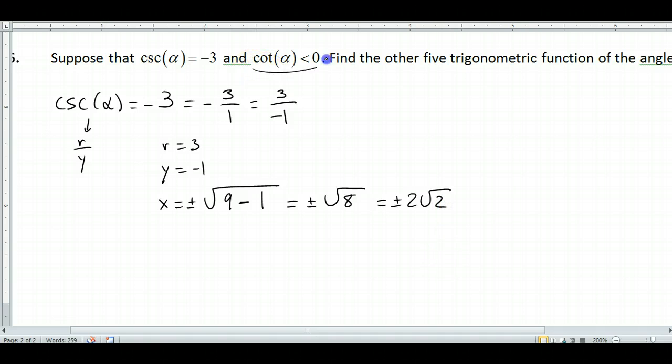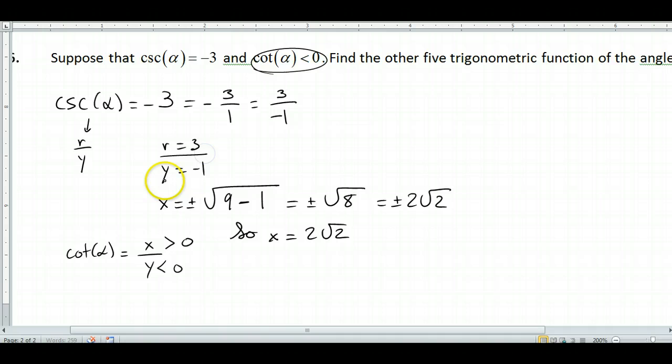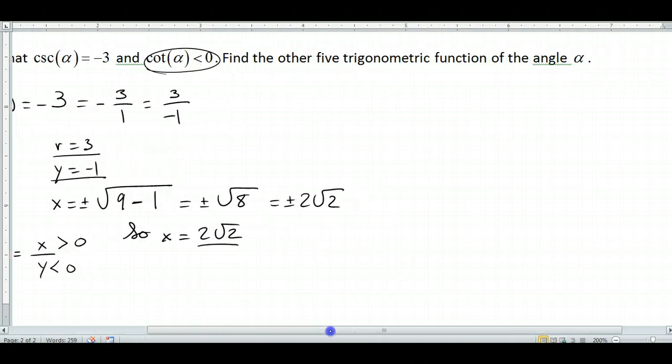Okay, is it a plus or a minus? Well, let's see. Cotan is negative. Cotan is x over y, and it's negative. Y is negative, therefore x has to be positive. So x is 2√2. Okay, we got the y, we got the r, we got the x. We can get any other trig function.